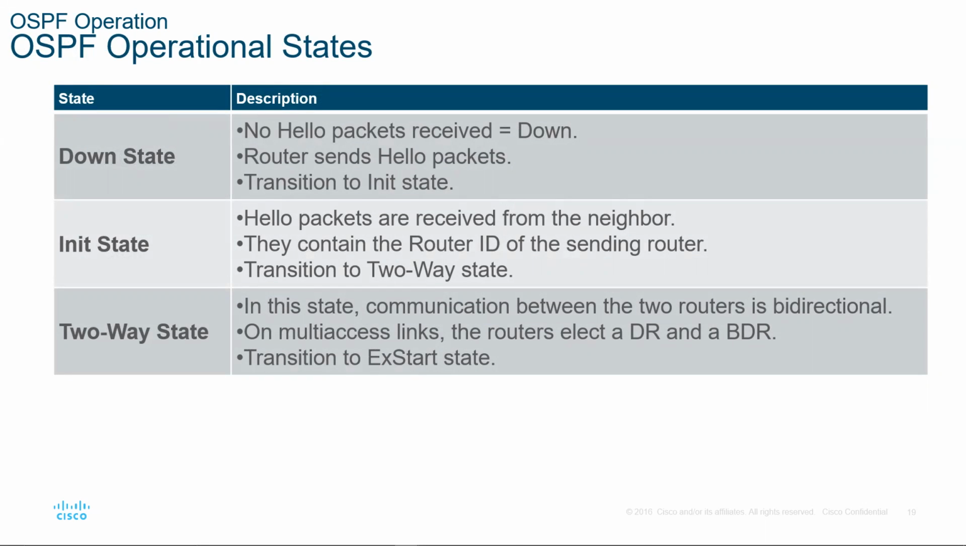So, down state. This is where we're not receiving hello packets from anybody. We're issuing hello packets and trying to transition to the init state. The init state is where I've received neighbor packets and they contain the router ID of the sending router.